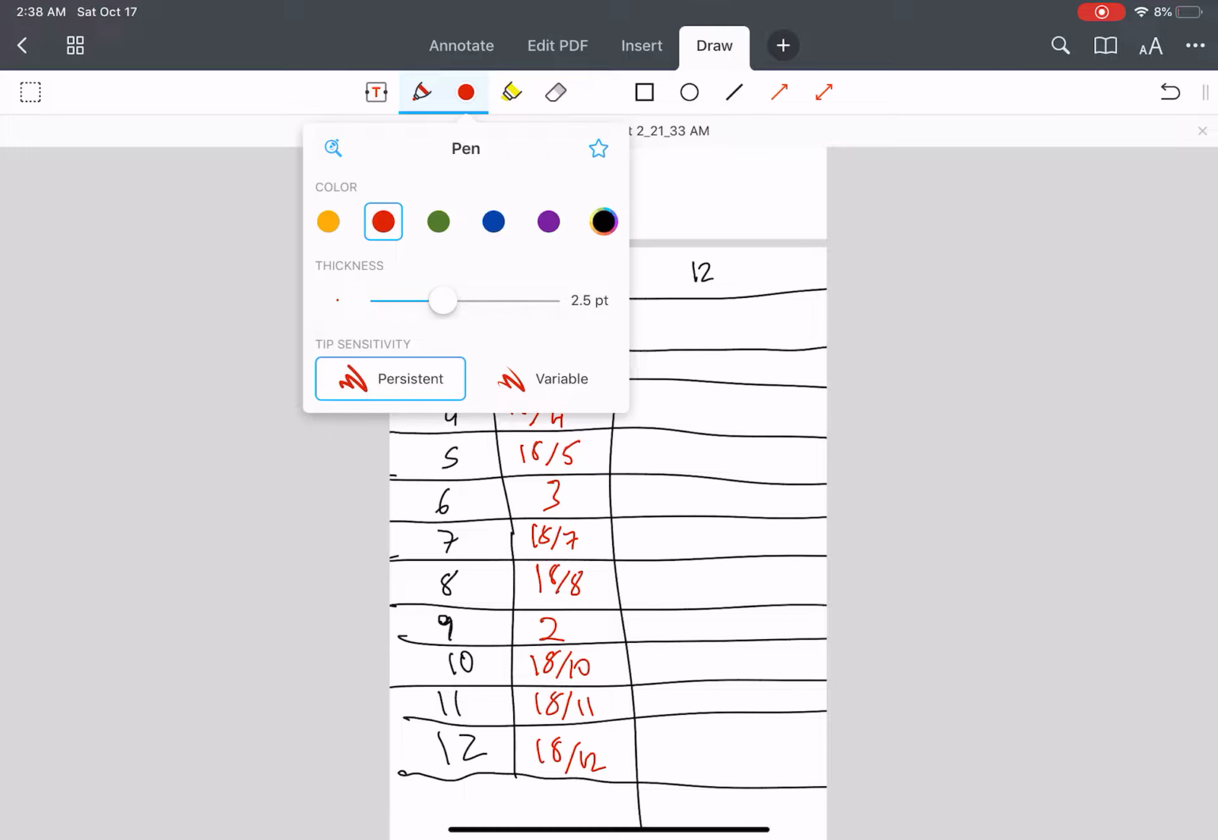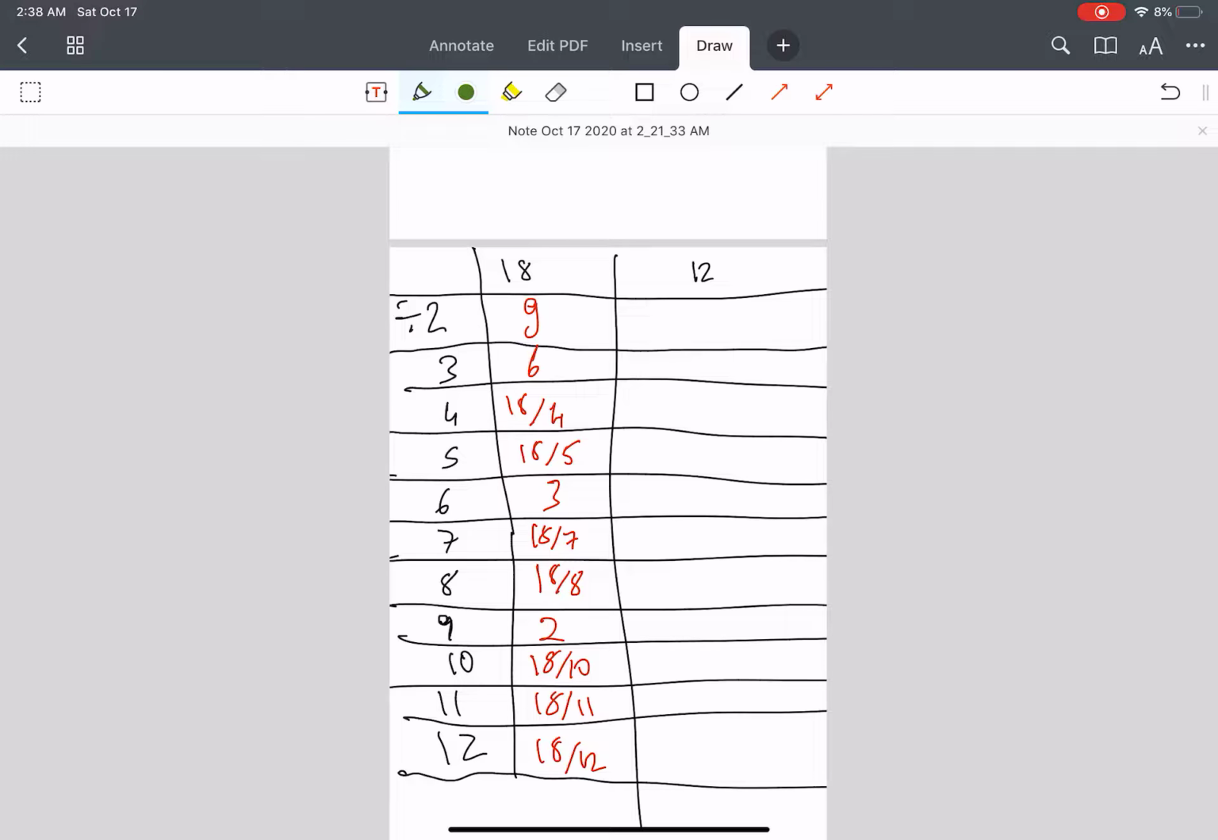Let's see 12. 12 divided by 2 is 6. 12 divided by 3 is 4. 12 divided by 4 is 3. 12 divided by 5 is 12 over 5. It's a fraction. 12 divided by 6 is 2. 12 divided by 7 is 12 over 7. Then 12 over 8. Then 12 over 9. 12 over 10. And 12 over 11. 12 divided by 12 is equal to 1.